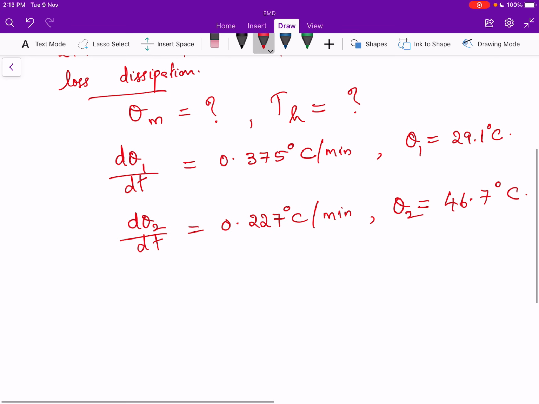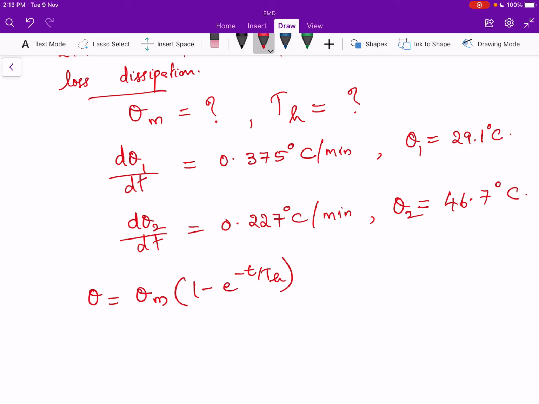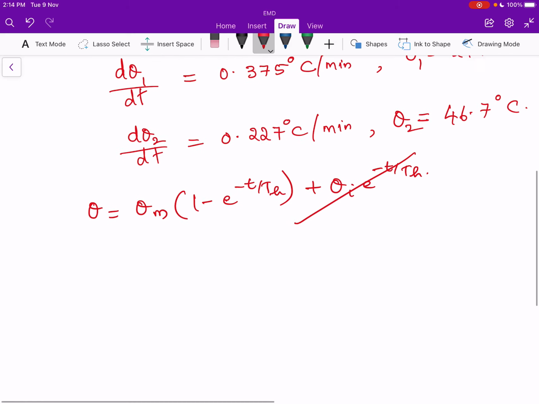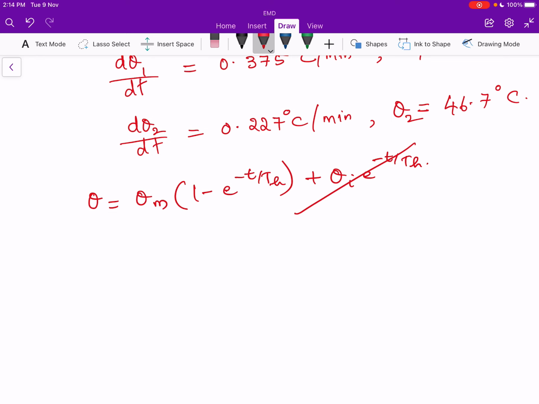For that we can write the expression for temperature rise at any time, that is theta equal to theta m into 1 minus e raised to minus t by Th. Nothing is mentioned about the initial temperature rise, so we can assume that the machine is starting from cold conditions. So we don't have to write the expression theta is equal to theta m into 1 minus e raised to minus t by Th plus theta i into e raised to minus t by Th, because the initial temperature rise is 0. So we will have the expression for temperature rise as theta is equal to theta m into 1 minus e raised to minus t by Th.